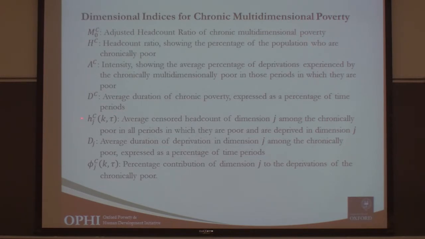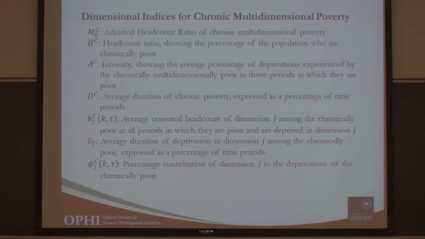But for each dimension, you can look at the average censored head count ratio of dimension J among the chronically poor people in all periods in which they are poor and are deprived in dimension J. So that's a bit of a mouthful. But what you will be doing is basically taking the information from the array of deprivations and computing this. And the M0C, the chronic measure, is obviously the weighted sum of these.